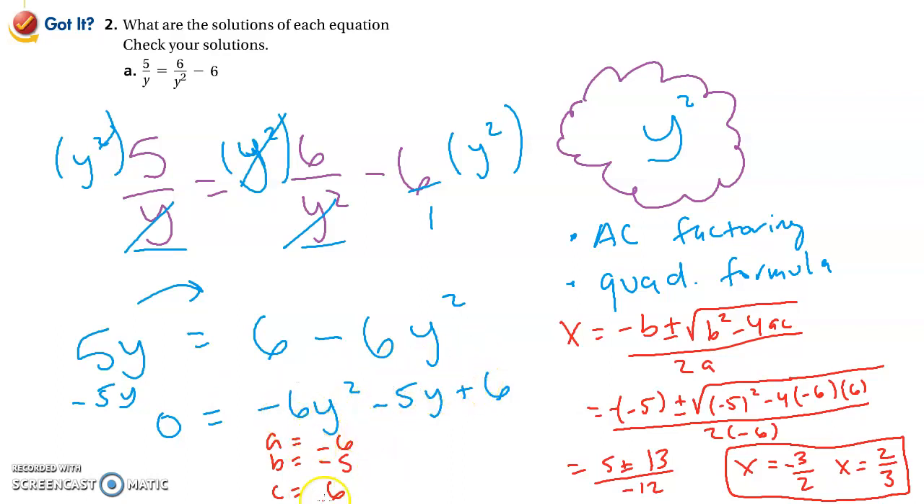I'm just going to go ahead and plug our ABC values into x is equal to negative b plus or minus square root b squared minus 4ac all over 2a. And when I plug all of this in and use a calculator, I get two different answers: x is equal to negative 3 over 2 and x is equal to 2 over 3. All right, so not that pretty, but not impossible.